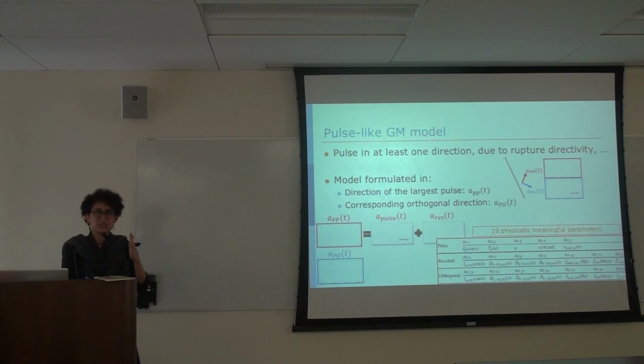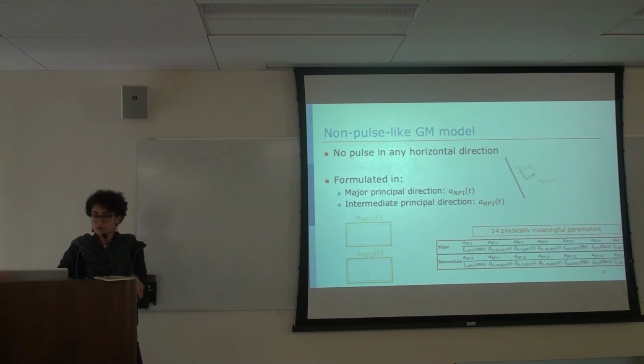So it tends to be mostly in the fault normal or strike normal direction, but there is variability in the actual direction of the largest pulse relative to the strike of the fault. So this is taken into consideration in the simulations. For the non-pulse-like motions, the model is formulated in the major and intermediate directions, and there's a tendency here for this to be randomly oriented relative to the strike of the fault. So there is not much directionality in the major and intermediate principal directions. So you're doing a 2D kind of. Yes, and so the directionality is taken into consideration.